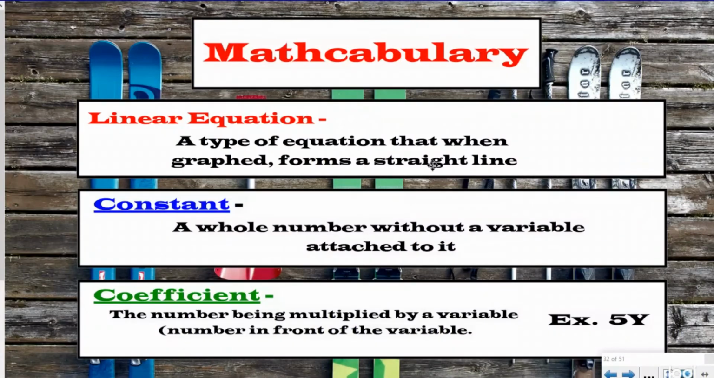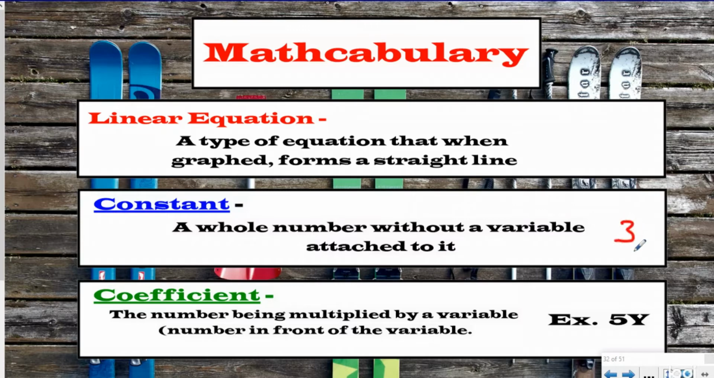A couple of vocabulary terms before we start. The first one is throwing us back to our linear equation playlist, which hopefully you've already done. If not, please check it out and like the videos. A linear equation is a type of equation that when graphed forms a straight line. A constant is a whole number without a variable attached to it.